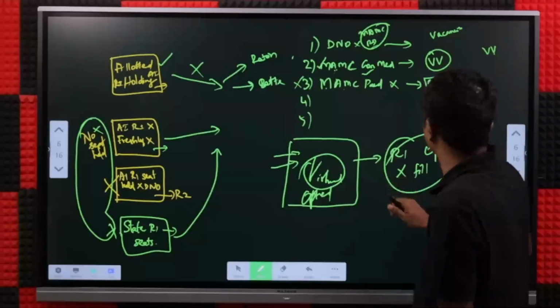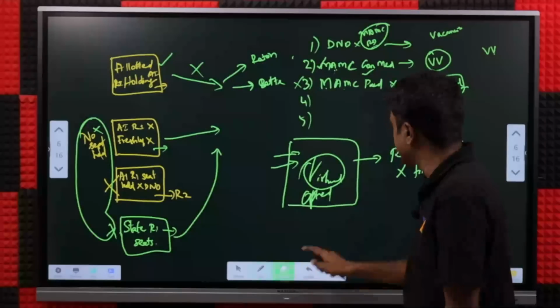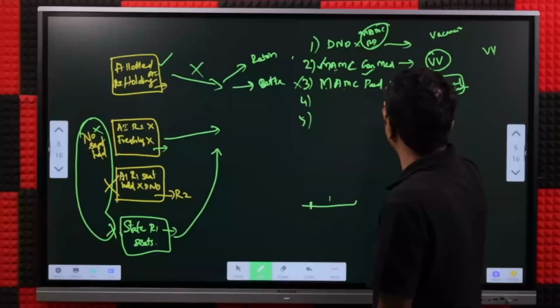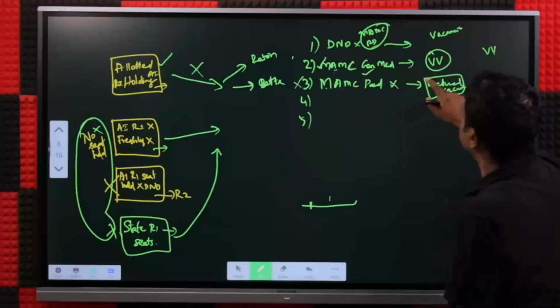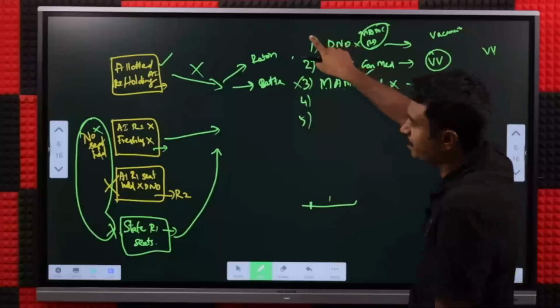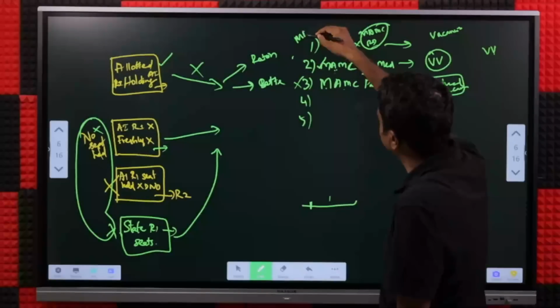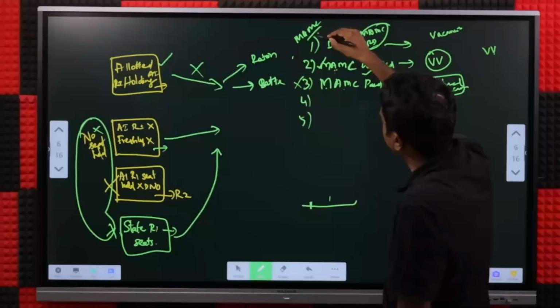Even if a higher ranker participates, for example, in this scenario, the MAMC pediatric general medicine seat is a virtual vacancy. Let us say one candidate participates and fills in MAMC general medicine. Let us say this candidate participates and fills in general medicine.